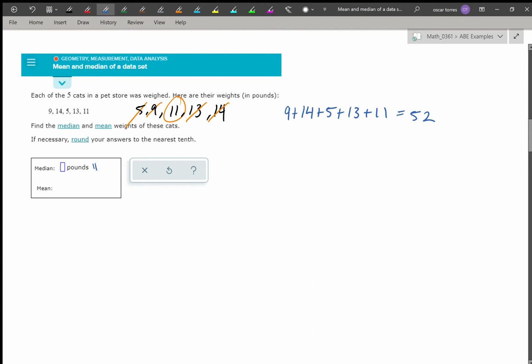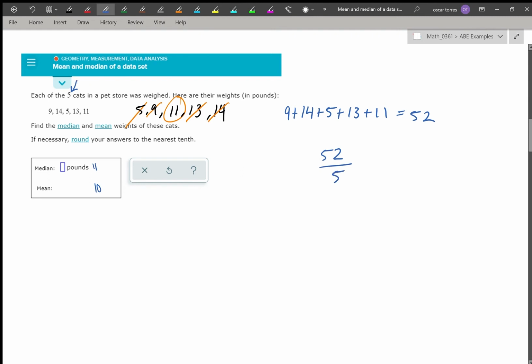So how many values do I actually have, or how many numbers do I have? I have 1, 2, 3, 4, 5, which is also given in the word problem, but I always like to double check by counting our numbers. So we're going to take 52 and divide it by 5.